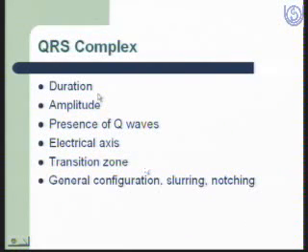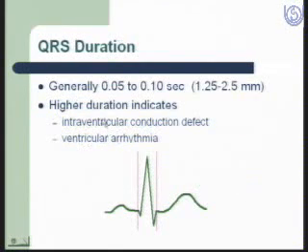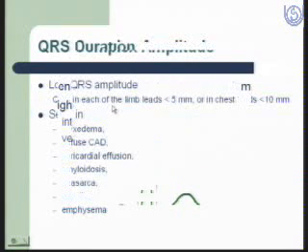Now coming to the QRS complex, when we look at a QRS complex, we have to see all these things: the duration, the amplitude, presence of Q waves, electrical axis, transition zone, general configuration, slurring and notching. Now duration normally is from 50 to 100 milliseconds, that is 1.25 to 2.5 millimeters on the ECG, and higher duration indicates intraventricular conduction defect or a ventricular arrhythmia.